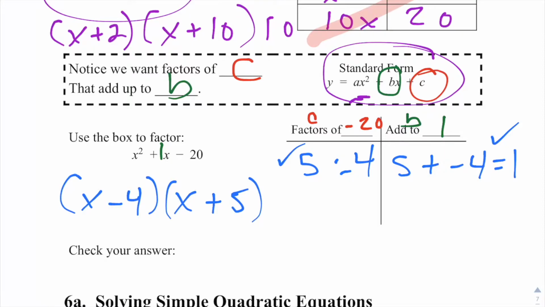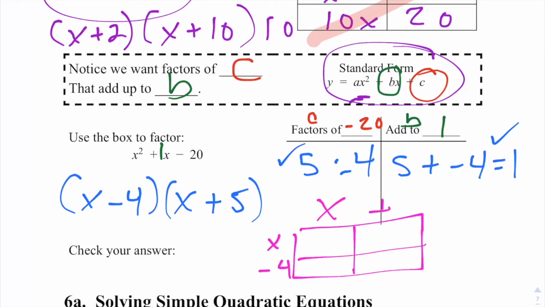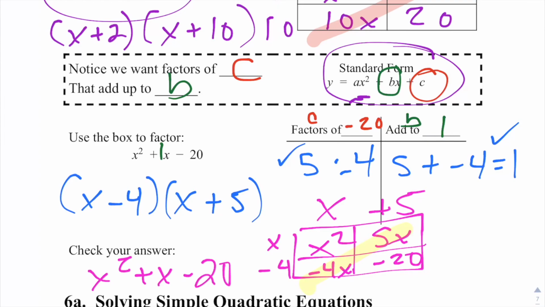And to check our answer, all we have to do is drop it in the Punnett square. So we get x squared, we get 5x, we get negative 4x, and we get negative 20. And then when we add our like terms, we get x squared plus x minus 20. So it checks out.